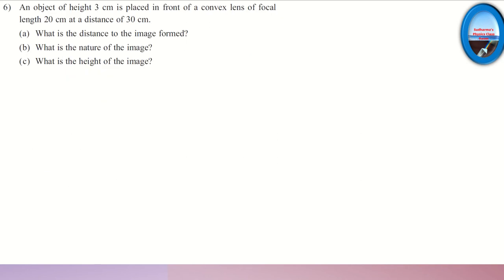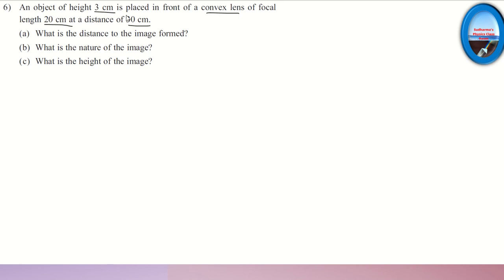Moving on to the sixth question. Again, for the 2021 batch, lens formula numericals are not there, but I'm going to solve it for those who need to learn this. An object of height 3 cm is placed in front of a convex lens of focal length 20 cm at a distance of 30 cm. What is the distance of the image formed?